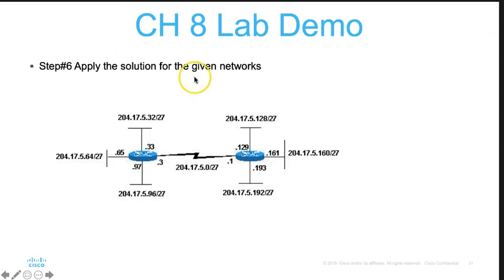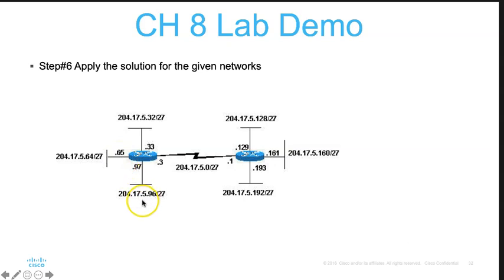How do we do that? Well, you can see over here, this is all our networks. Where are we going to start? 32. This is our first network, 204.17.5.32. What is the first valid IP in our network? It was 33 right here. All right. Right here, this is our second network, 64. And what is the first valid host IP in this network? It was 65 over here.